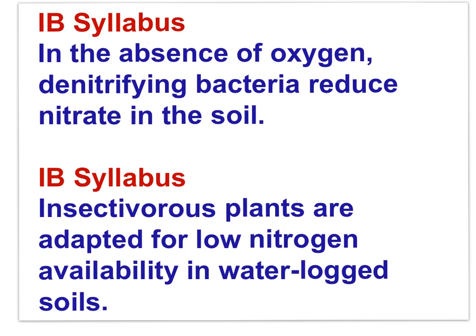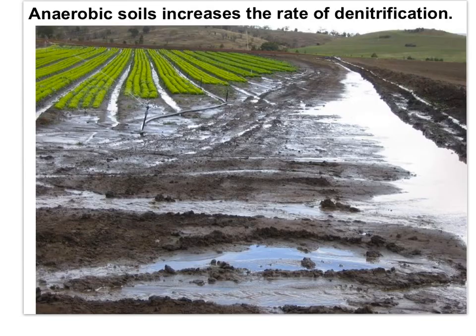Here are two additional relevant IB syllabus statements. In the absence of oxygen, denitrifying bacteria reduce the nitrate in the soil. Insectivorous plants are adapted for low nitrogen availability in waterlogged soils. Waterlogged soils, as we can see in this image, occur because of poor drainage or because of over-irrigation. Waterlogged soils are anaerobic, and the low oxygen content of the soil increases the rate of nitrate loss from the soil in a process known as denitrification.